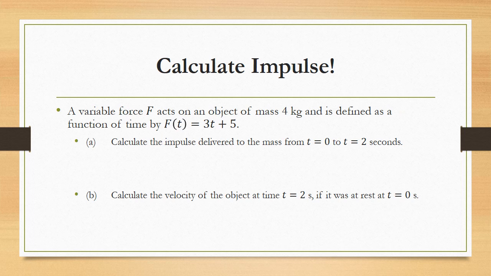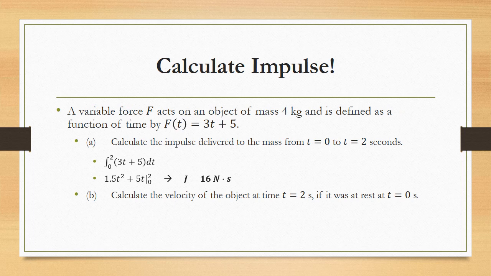Part A says to calculate the impulse delivered during the interval 0 to 2 seconds. So like we said on the last slide, what we want to do is integrate, and we have limits 0 to 2 seconds of the expression 3t plus 5 dt. This is just power rule, so I'm not going to walk through how to do that. I think we can all integrate this function.